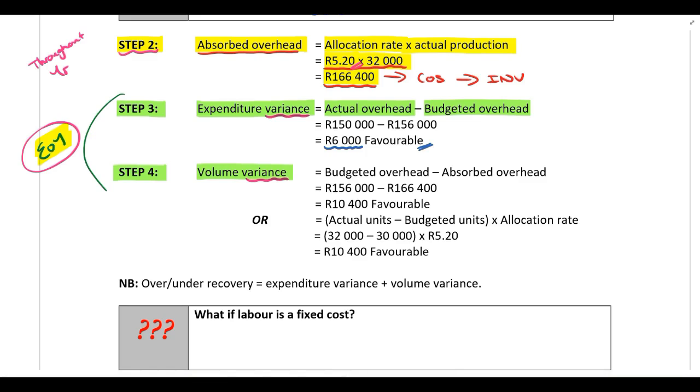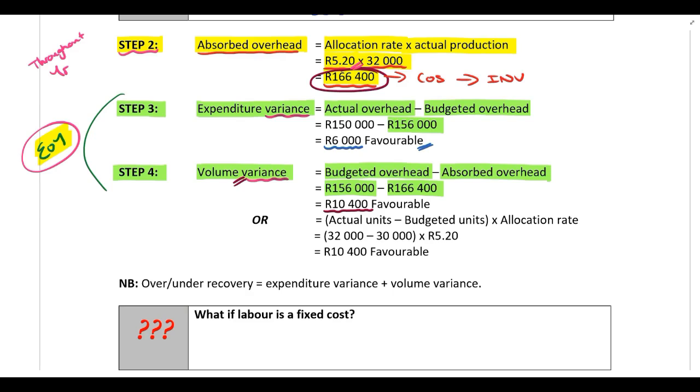We then need to calculate the volume variance. And the volume variance is the difference between your budgeted overhead from above and the absorbed overhead that you calculated in step 2. So there's my absorbed overhead in step 2. And that gives me a variance of 10,400 Rand. Now please note that this is a volume variance. So if you are trying to determine whether the variance is favorable or unfavorable, you shouldn't look at Rand values. Instead, you need to look at your production volumes.